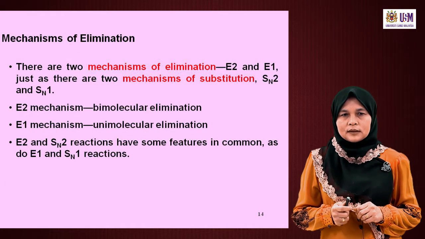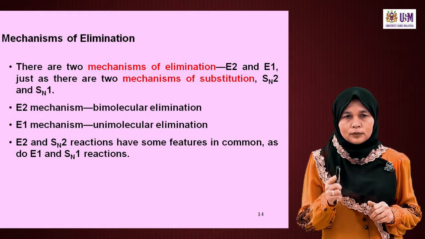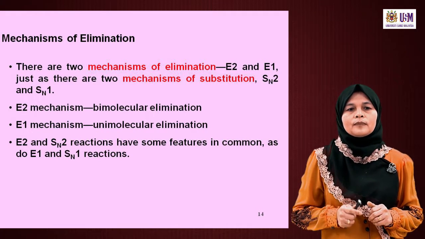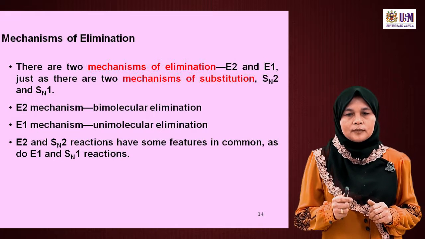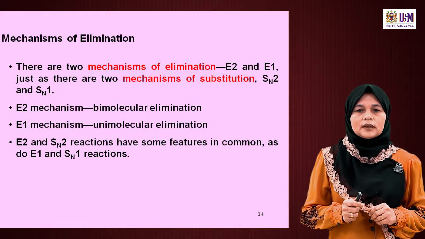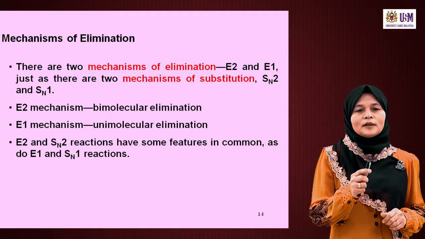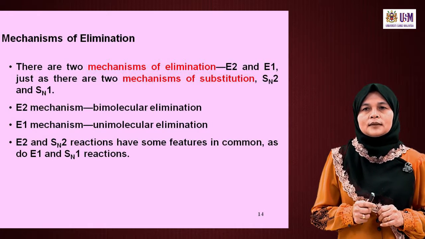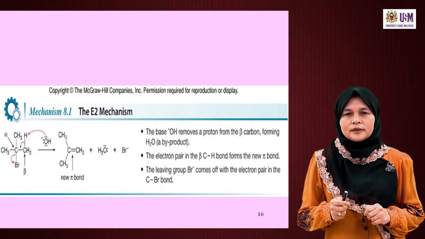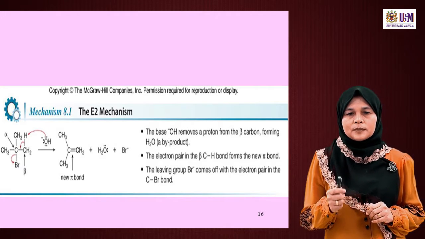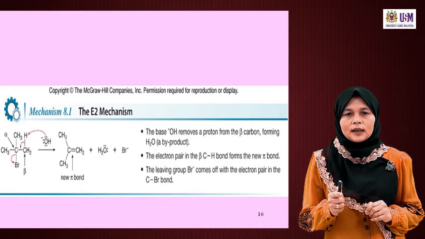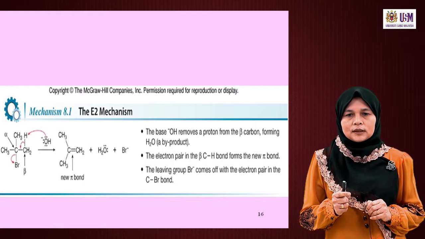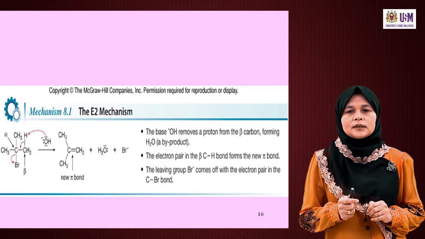Mechanism of elimination. There are two mechanisms of elimination, which are E2 and E1, just as there are two mechanisms of substitution, which are SN1 and SN2. The E2 mechanism is bimolecular elimination, but the E1 mechanism is unimolecular elimination. E2 and SN2 reactions have some features in common, as do E1 and SN1 reactions. The most common mechanism for dehydrohalogenation is the E2 mechanism. It exhibits second-order kinetics, and both the alkyl halide and the base appear in the rate equation, which is stated here. All bonds are broken and formed in a single step.